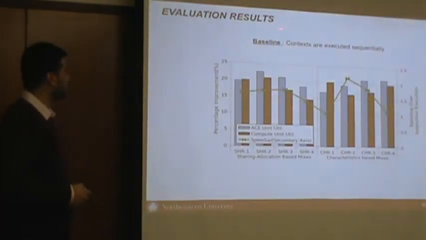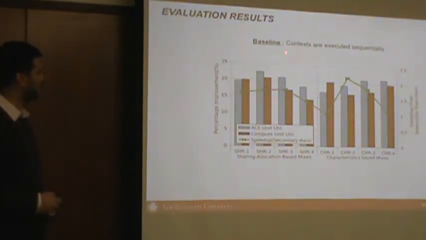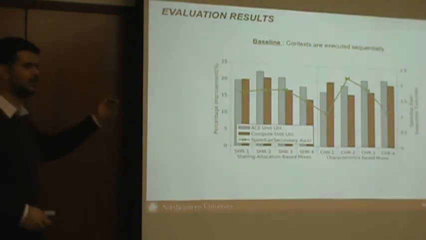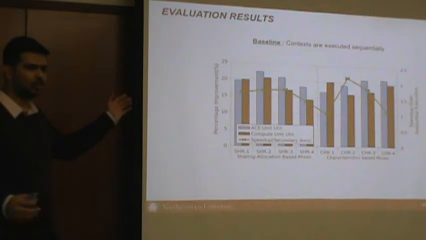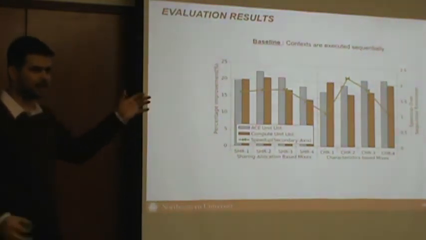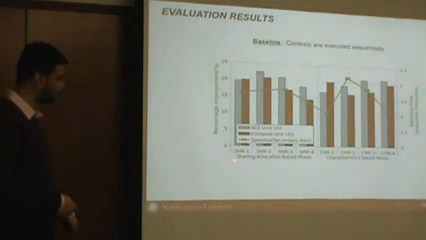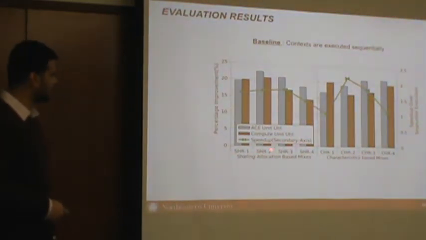The baseline for our computation was that the contexts are executed sequentially. For example, if in SHR there are 2 contexts, the baseline was the total time taken for the first and the second. But our execution was concurrent. So let's see what speed up we got here.